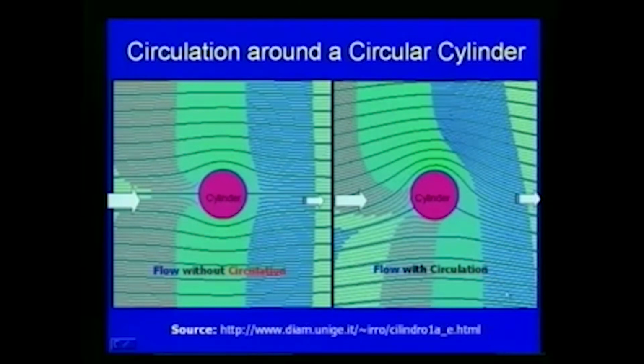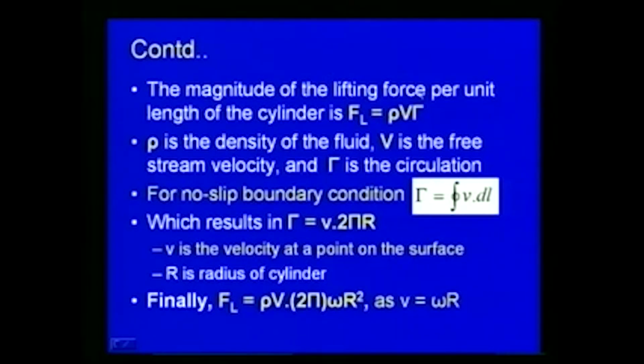So, the magnitude of the lifting force per unit length of the cylinder, as we have discussed, F_L is equal to rho V gamma, where gamma is the circulation, rho is the density of the fluid, and V is the free stream velocity. And for the no slip boundary condition, as we have discussed, gamma is equal to the integral of v dl, which results in gamma equal to v into 2 pi r, where v is the velocity at a point on the surface and r is the radius of the cylinder.